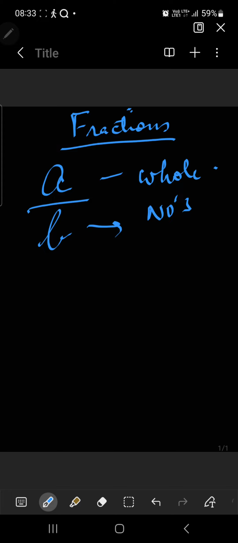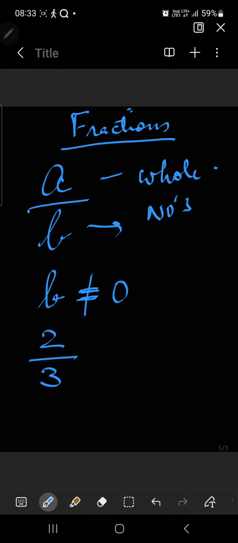So if you arrange whole numbers in the form of a by b where b is not equal to 0, 0 is a whole number, but the condition should be that b is not equal to 0. Suppose I write 2 by 3. Here you see this is your a, this is your b. The number 2 by 3 is in the form of a by b where b is not equal to 0, it is equal to 3 here. Understood? So this is the form of writing a fraction.